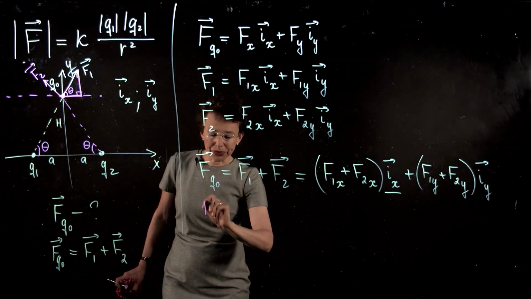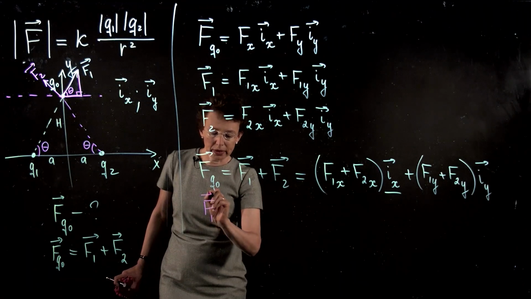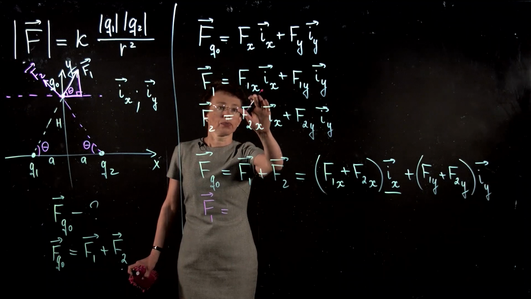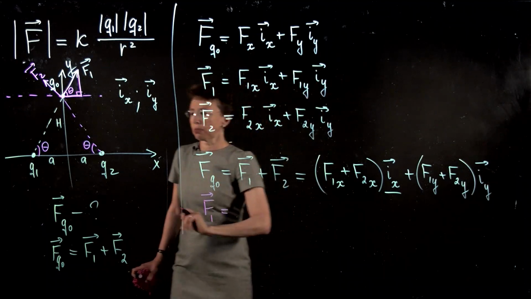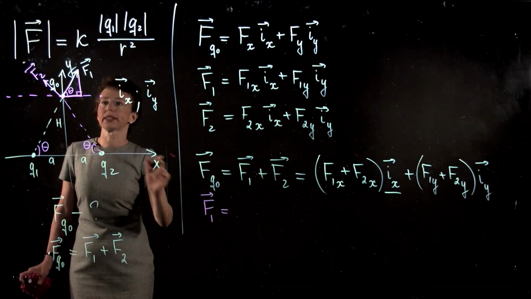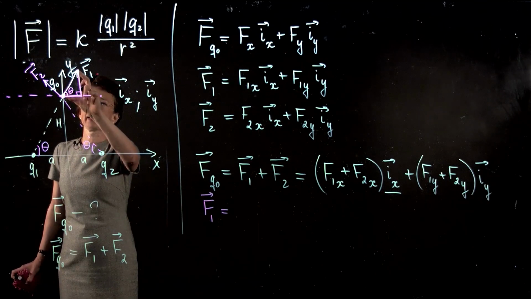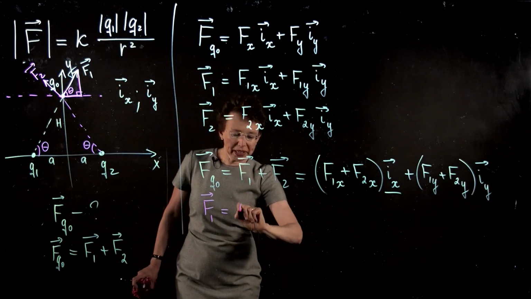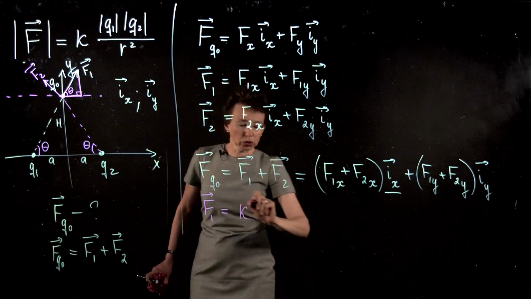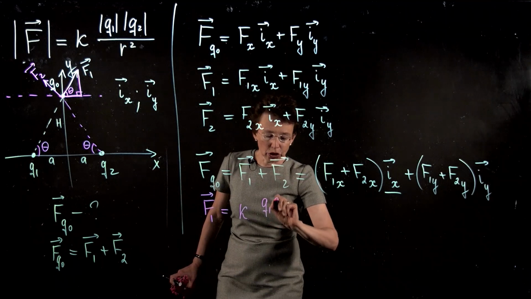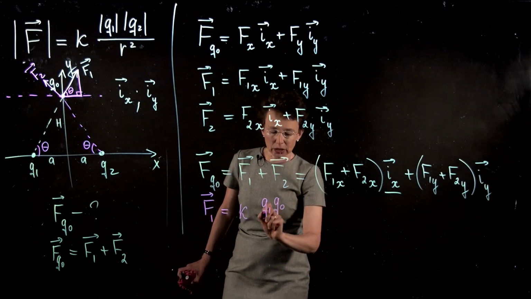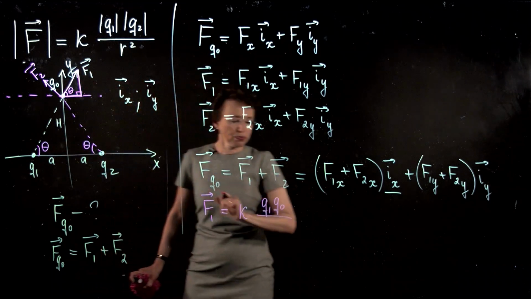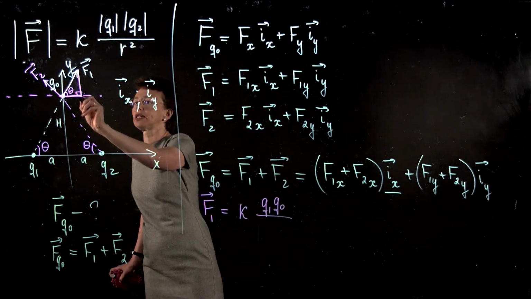So I will write F1 is equal to F1x. Should I write it here? Well, let's move here. So what is F1 as a vector? It is magnitude of F1 that I can find from Coulomb's law. It will be k, now product of Q1, Q naught. Remember that I put magnitudes here. We already found the direction. We draw this diagram. We know that x component is positive.